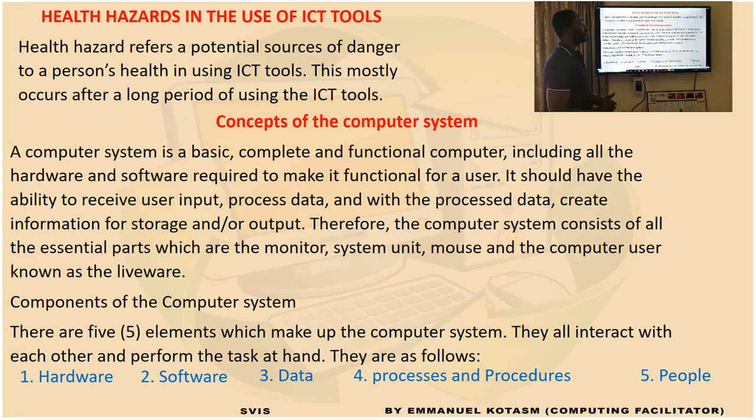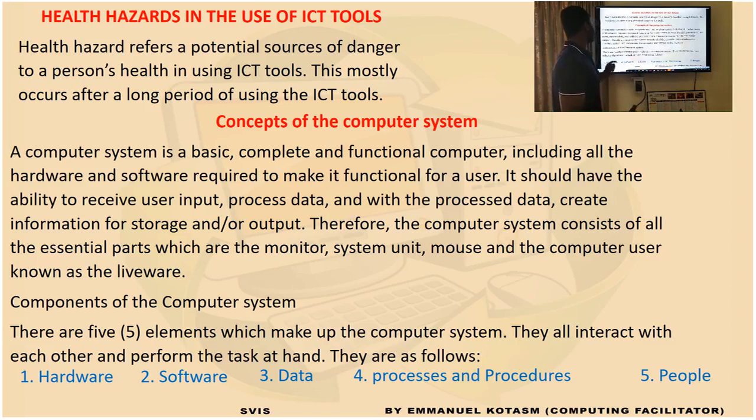So we have the concept of the computer system. We said a computer system is a basic, complete, and functional computer, including all the hardware and the software required to make it functional for the user. It should have the ability to receive user inputs, process data, and with the processed data, create information for storage and/or output. Therefore, the computer system consists of the essential parts, which are the monitor, system unit, mouse, and the computer user, known as the liveware.